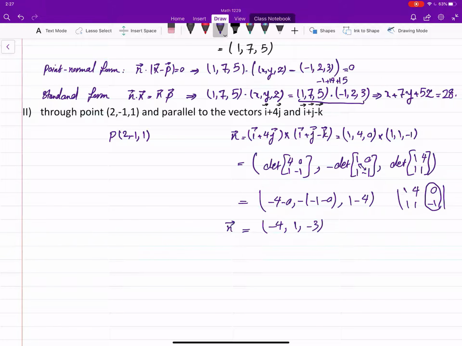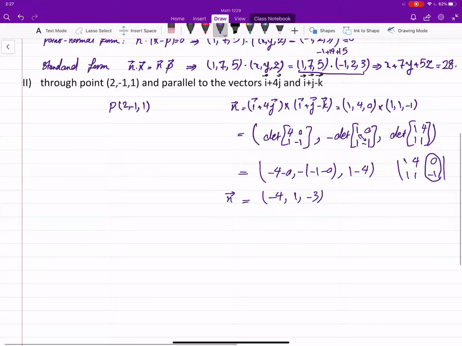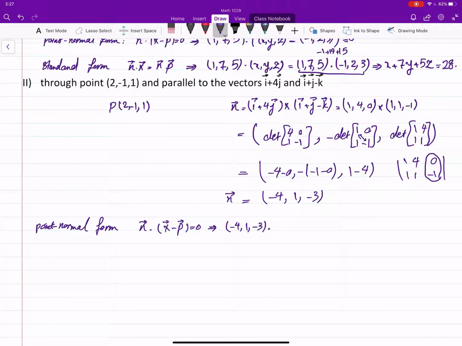And now we have a normal vector and a point. We can find the normal form, which is n dot (x minus p) equals 0. That means -4, 1, and -3 dot x, y, and z minus p, which is 2, -1, 1, and that is equal to 0. How about standard form?